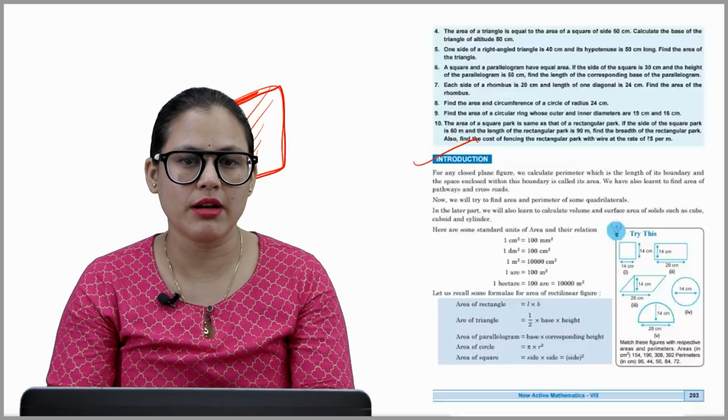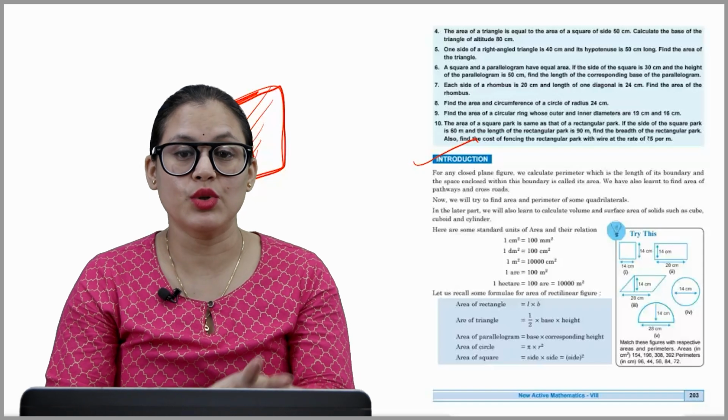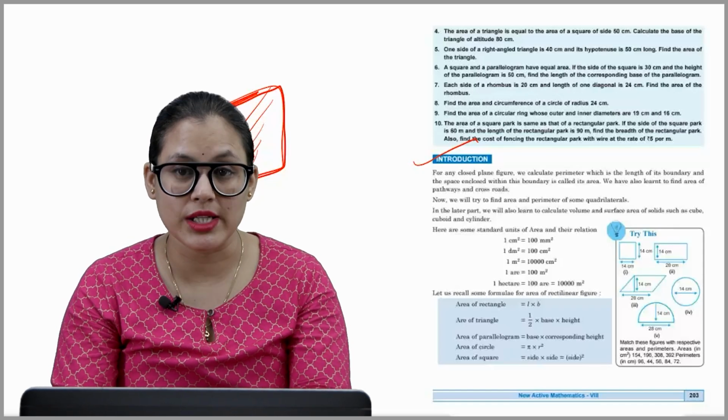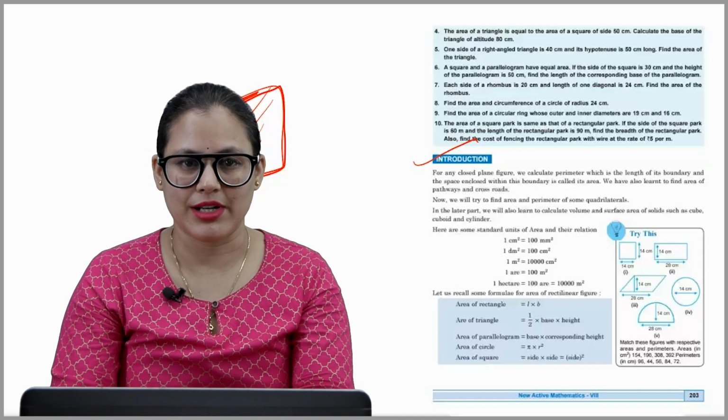Now we will try to find area and perimeter of some quadrilaterals. In the later part, we will also learn to calculate volume and surface area of solids such as cube, cuboid and cylinder. Here are some standard units of area and their relation.